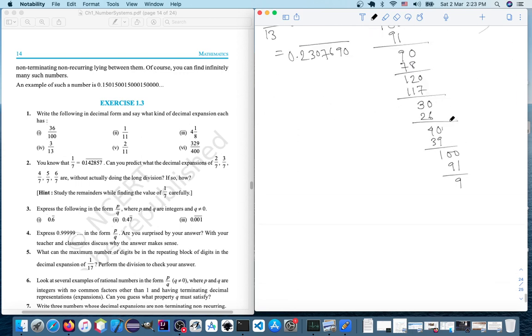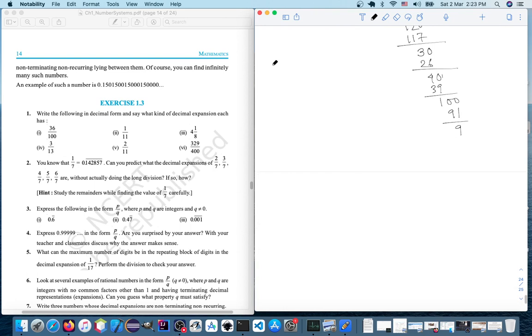This was 4. Let's see what is 5. 5 is given 2 by 11. You have to do the long division method. So 11 divided by 2, we have 1. We have 1, 9, 0.